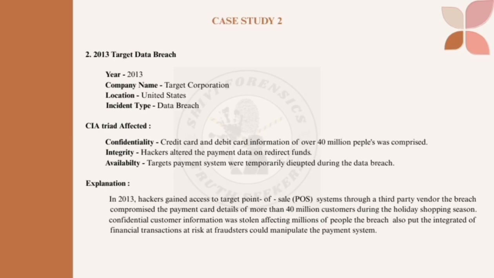And now, case study 2. It was the Target data breach, which happened in 2013, and the company was Target Corporation. It was located in the United States and the incident type was a data breach. And what type of CIA triad was affected? Loss of credit card and debit card information of over 40 million people was affected, and the hackers altered the payment data to redirect funds.